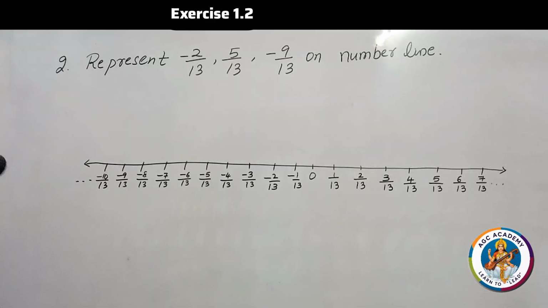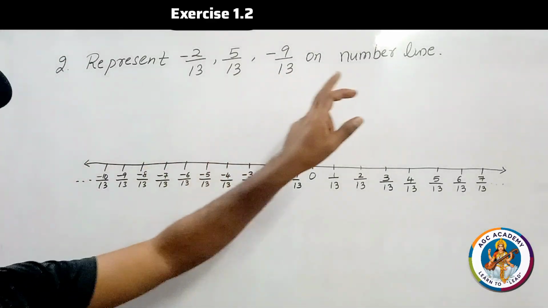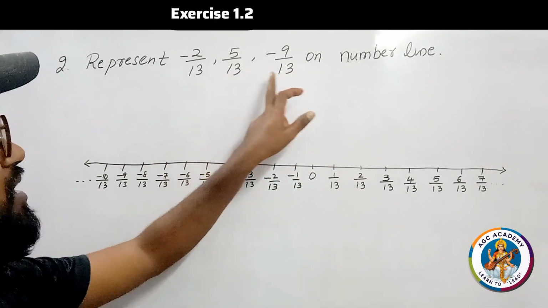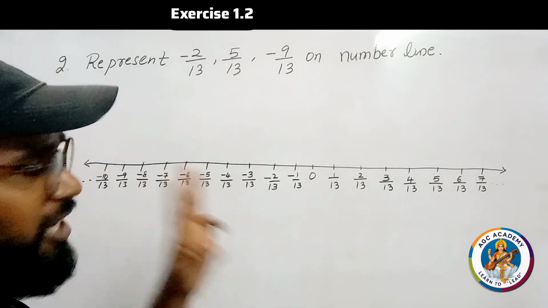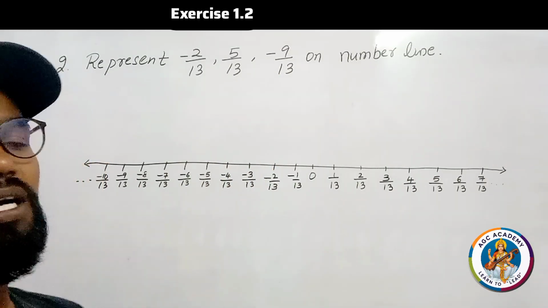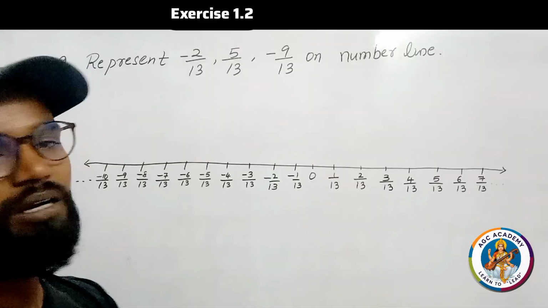See now, here the denominators are the same. All denominators are same here, 13, 13, 13. No need to take 3 number lines. We can represent all of this on one number line itself.